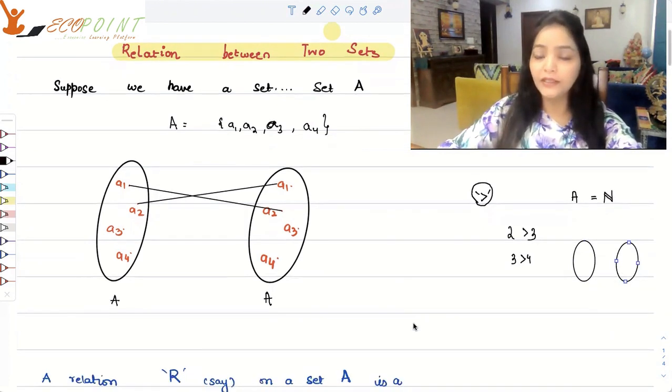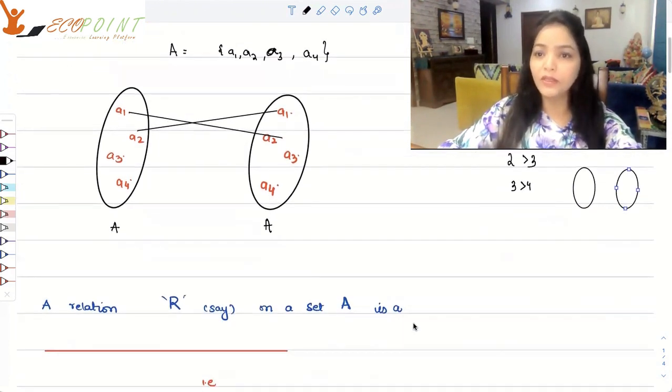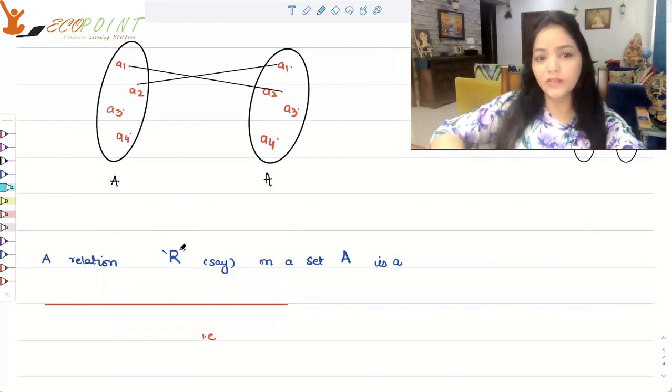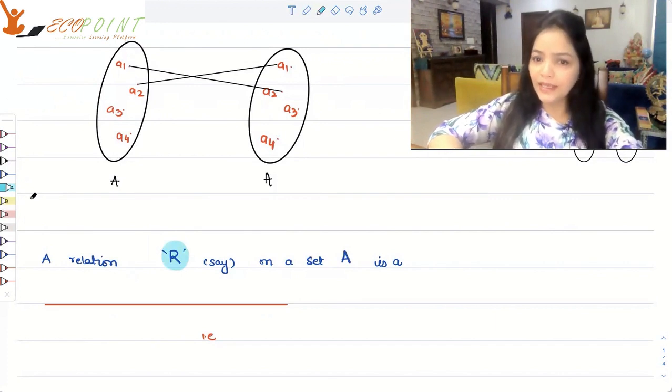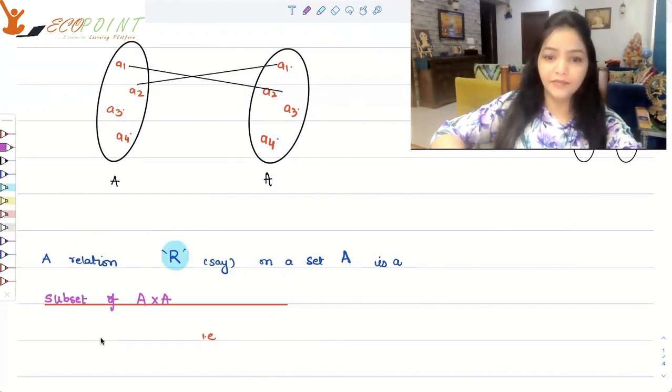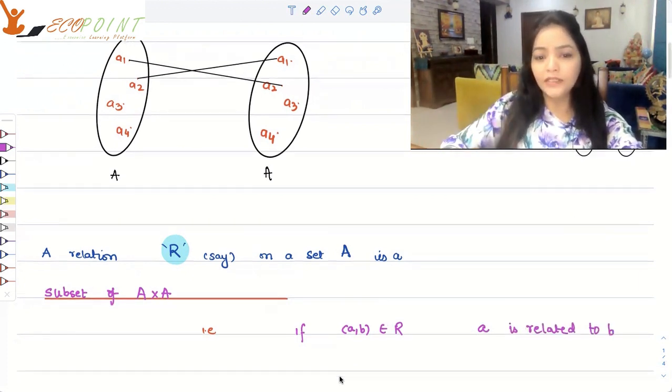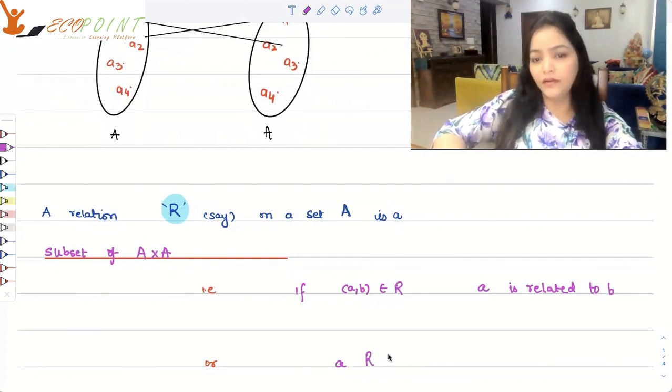Let's formally define a relation from A to A, that is a relation on a set A. A relation, without quoting exactly what that relation is, let's just give it a name R. So relation R, say on a set A, will be a subset of A cross A. That is, if I say (a, b) belongs to R, I am basically telling you that a is related to b. Or we can even write it down as a R b.